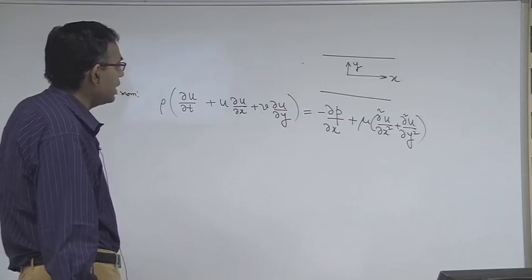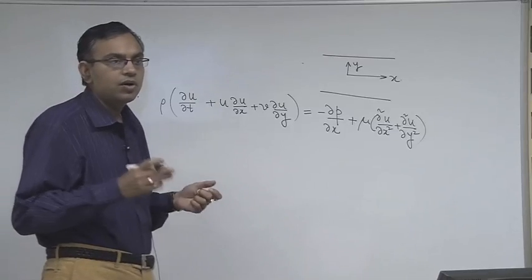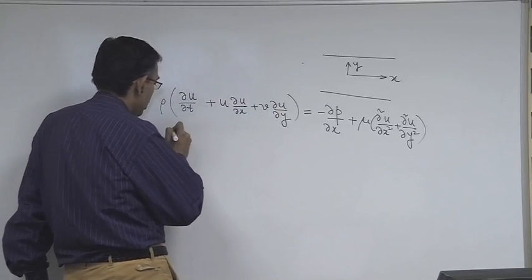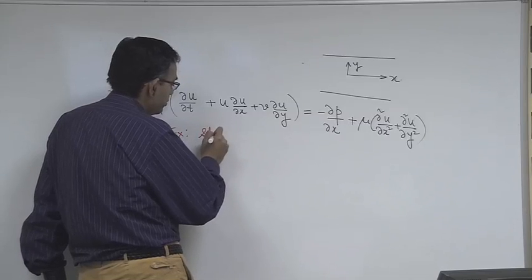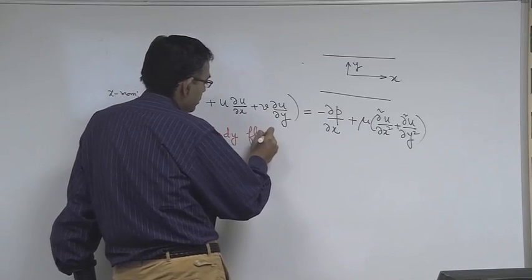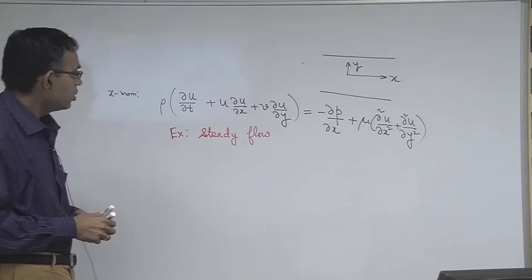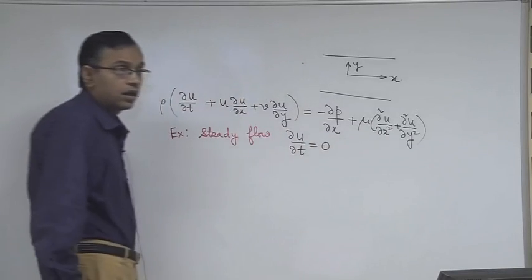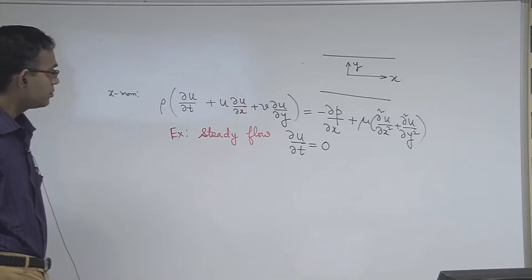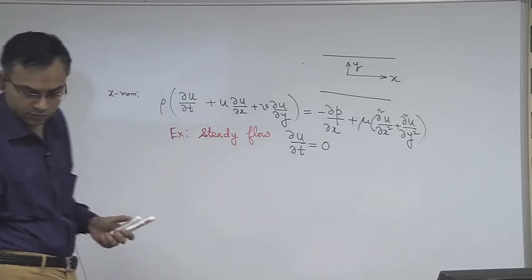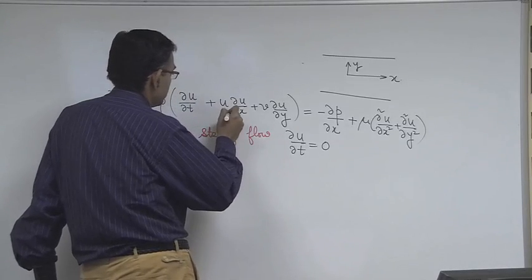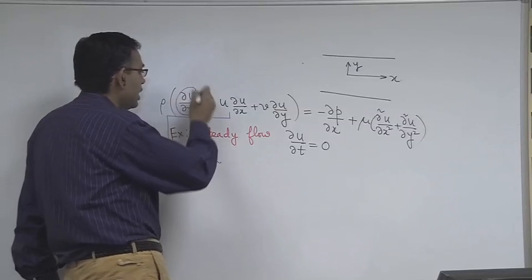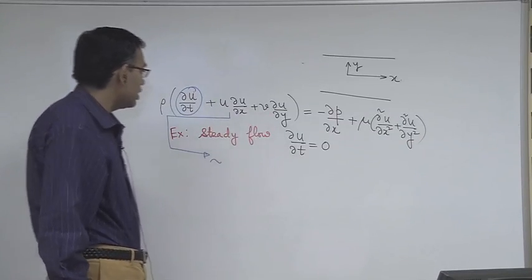Now, let us make an assumption that it is a steady flow. We will discuss in detail some unsteady flows later, but first let us consider a steady flow. So, for example, the steady flow will have del u del t equal to 0. Then we consider the orders of magnitude of the various other terms. This term is not there for steady flow, but let us consider the other two terms.